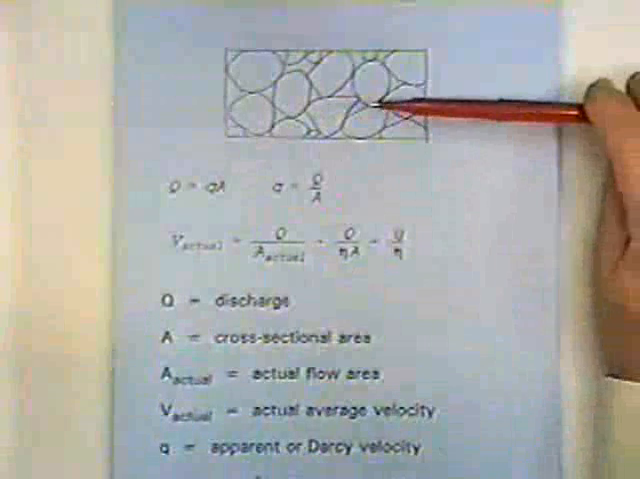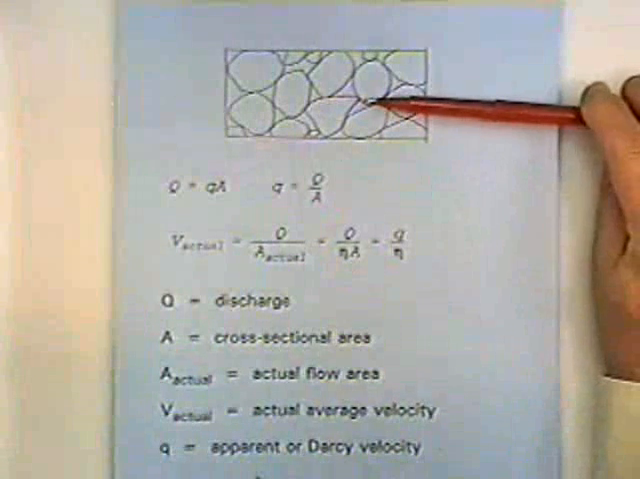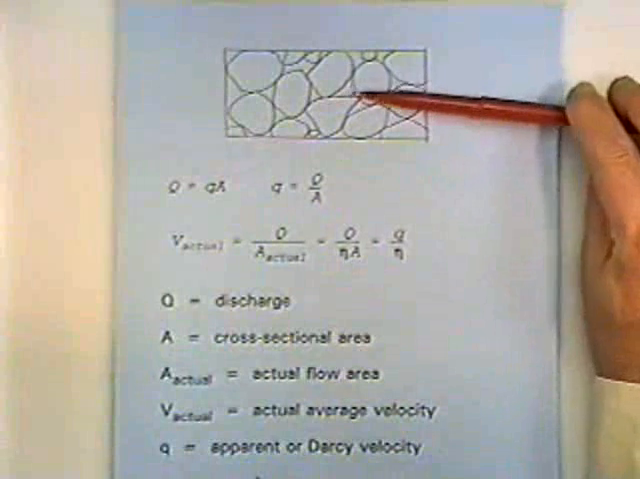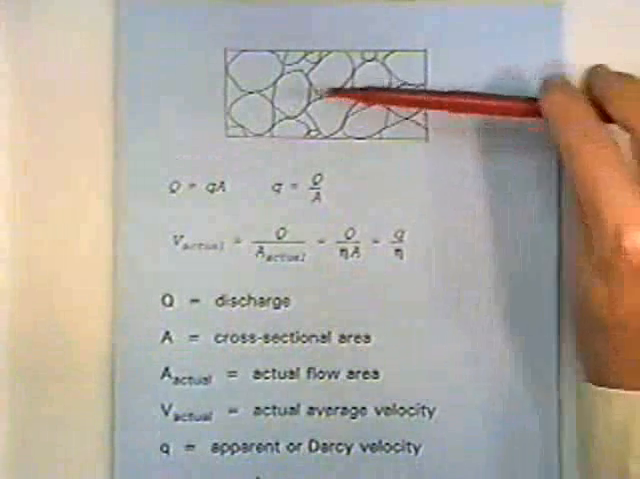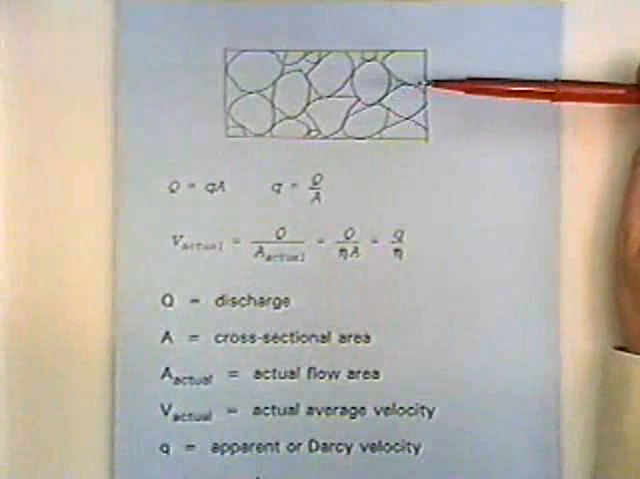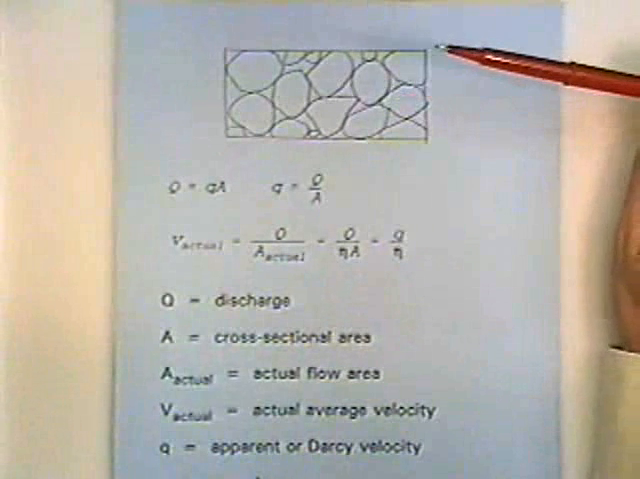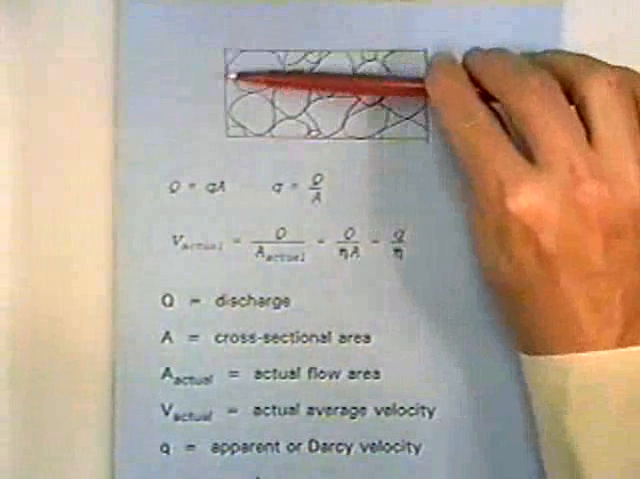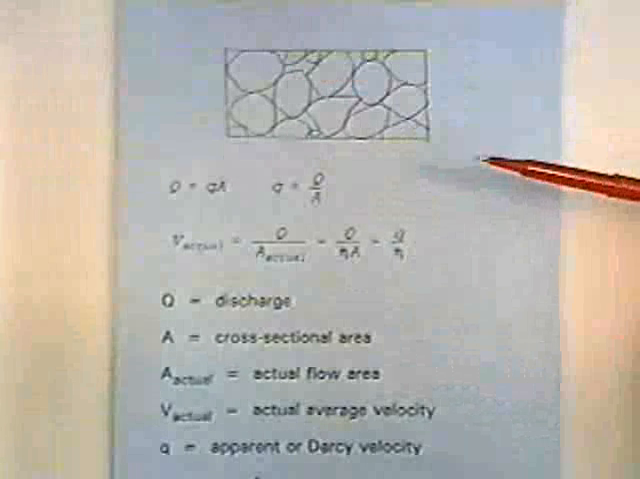When we talk about Darcy's law in just a moment, it will be pertinent to differentiate between actual velocity and apparent velocity. Water is flowing through the porous media, and the water is just flowing through the void spaces. The solid particles are blocking the flow.